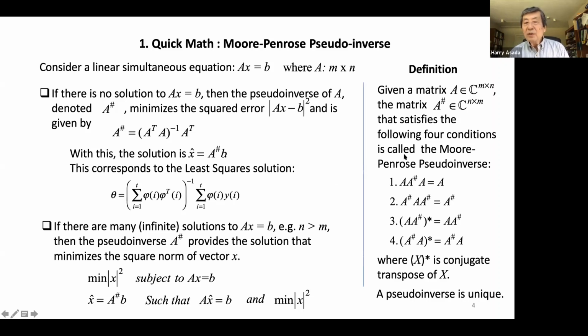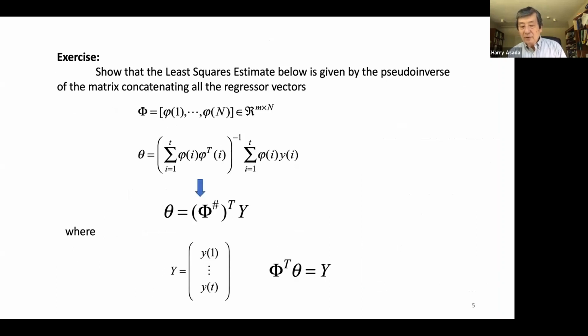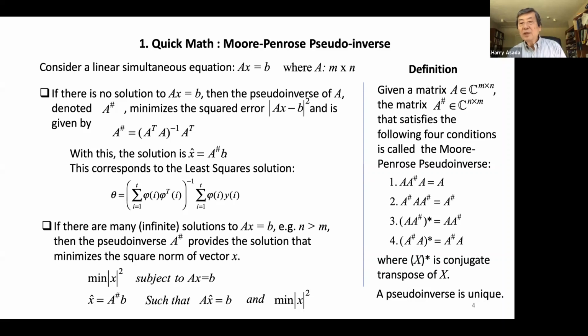More mathematically, the definition of the pseudo inverse is given by this. This was done by Moore and Penrose independently. So the pseudo inverse is the one that satisfies all these four conditions. Actually A is over the complex numbers, so when you take the transpose, you not only take the transpose but also the complex conjugate of the original complex number. We deal mostly with real numbers, so forget about this C, you can replace this star by just a transpose, okay?